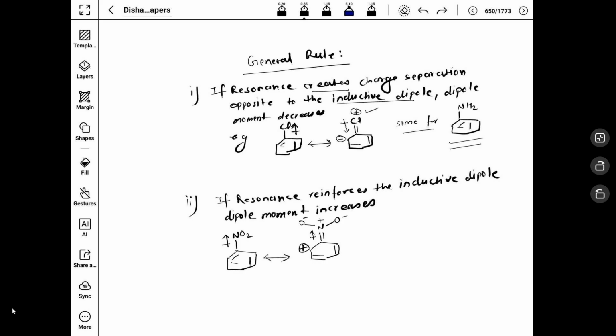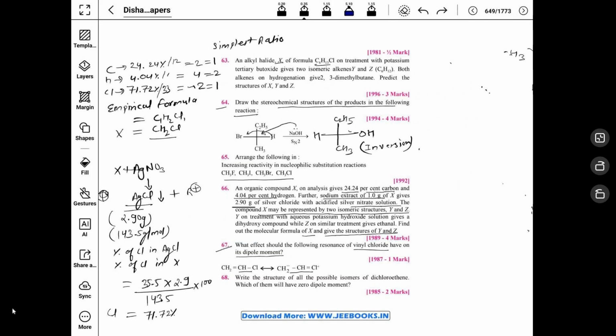Okay, now another condition in which resonance reinforces the inductive dipole moment and increases the net dipole moment. For example, in nitrobenzene, the direction of dipole moment is from carbon to nitro, and in the resonance also you can see that the direction is the same, so the net dipole moment will be more than expected in this nitrobenzene case.